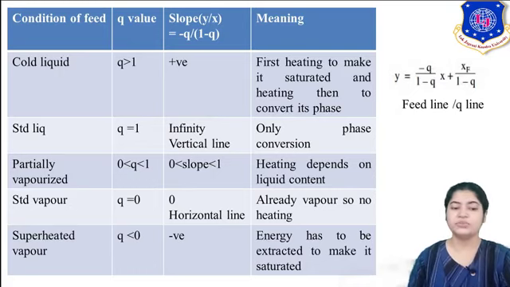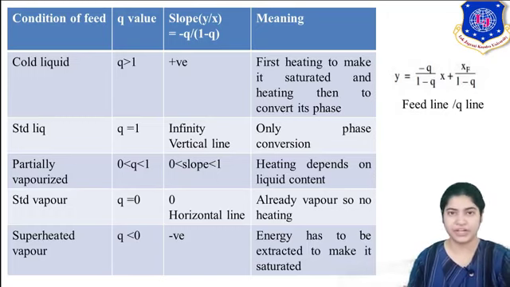Saturated vapor. Now your feed is partially vaporized. It means now the q value will be between 0 to 1, okay, because some part of it is already vapor. You have to supply heat to only the liquid part of your feed, right? So heating depends on the liquid content. So here also the slope would be what? 0 to 1, okay. If your feed is saturated vapor, it means the q value is what? It is 0. The significance is that it is already saturated vapor.